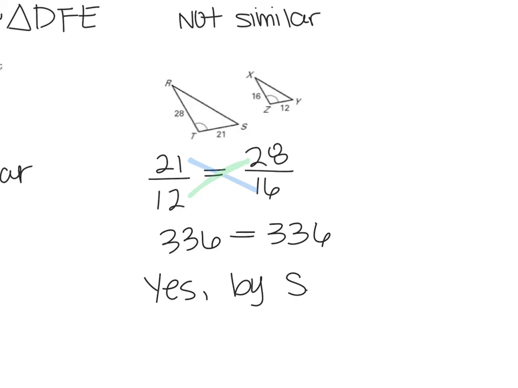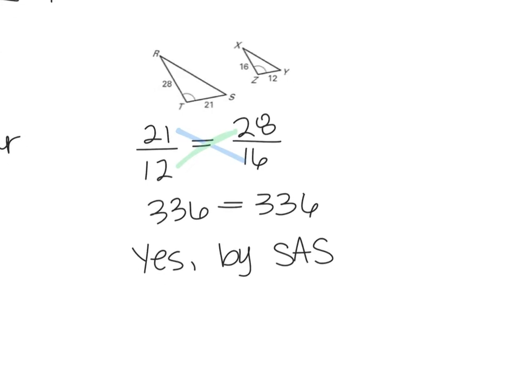And this time it would be side, angle, side, because I have 2 pairs of corresponding sides that are proportional, and then the included angle congruent. So when I write my similarity statement, I'm going to start with triangle RTS is similar to triangle, and then I'm going to have X, Z, Y.